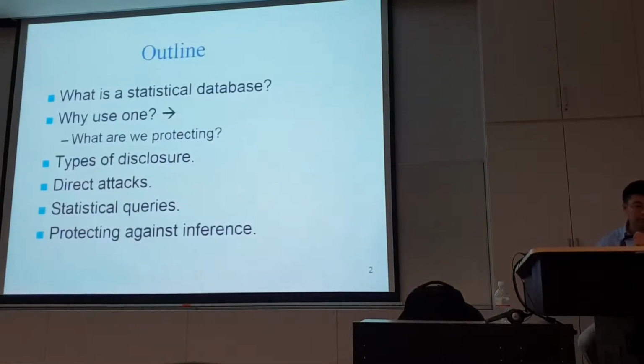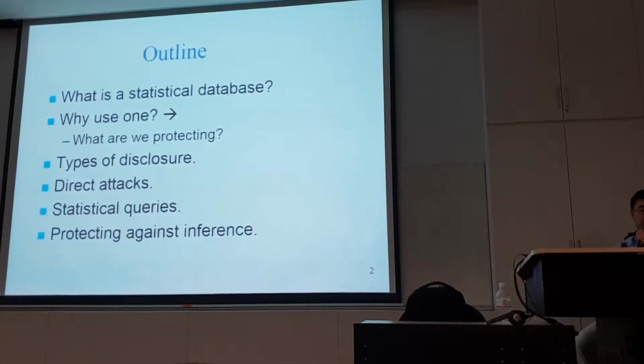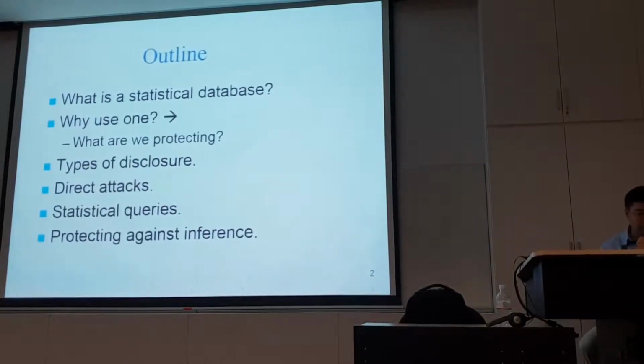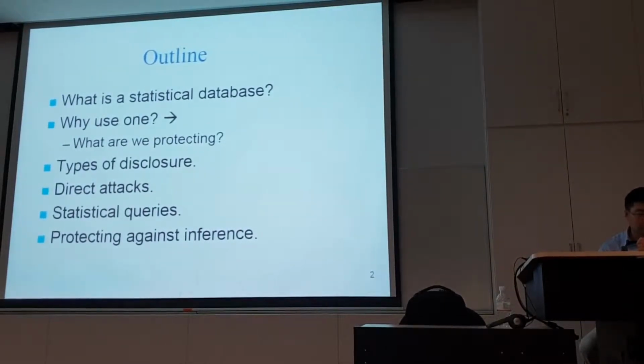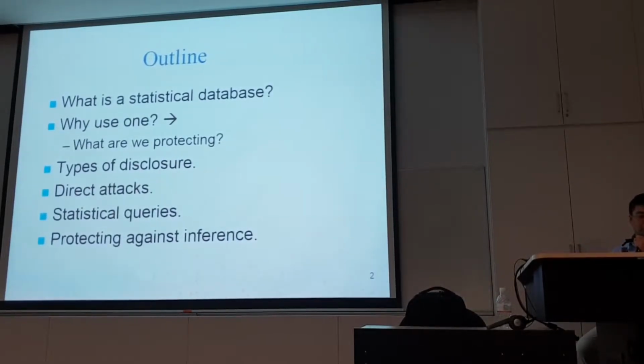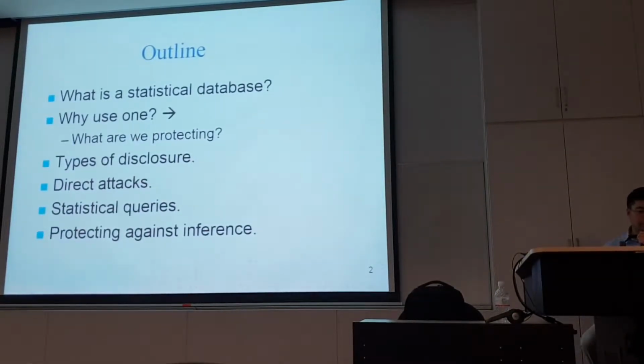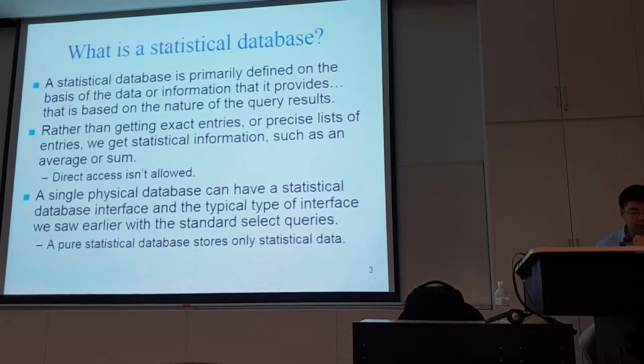We will first look at what a statistical database is, and why we need a statistical database. Then what do we need to protect? And then there are different types of attacks that can derive sensitive information from non-sensitive data, and then we will look at how to prevent that kind of inference. So what is a statistical database?